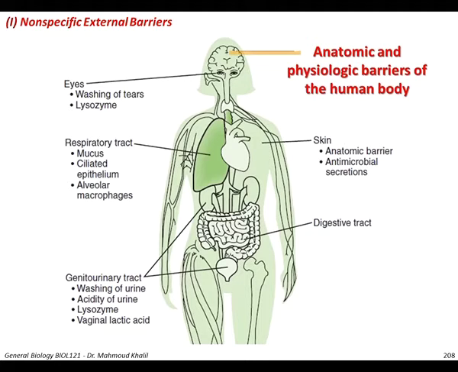And of course, you have the digestive tract, which functions as an anatomic barrier through the high acidity of the stomach and the bile secreted from the liver, and also the normal flora, the beneficial, harmless bacteria which live inside our gut, can help to protect our body.